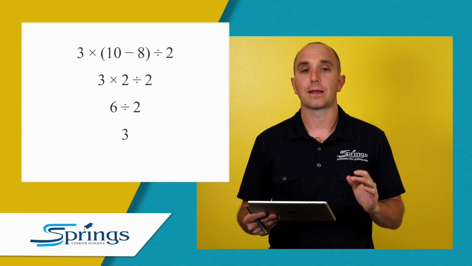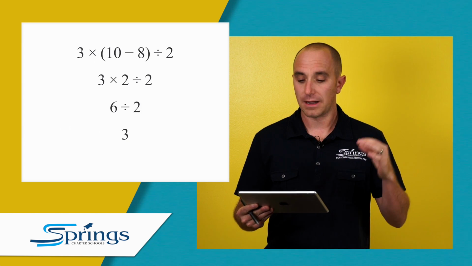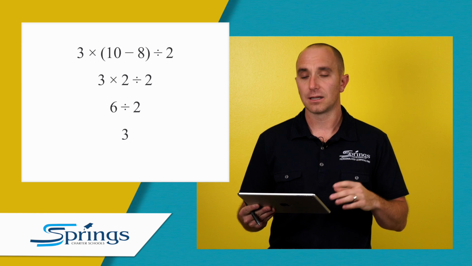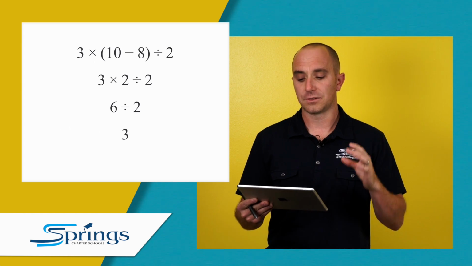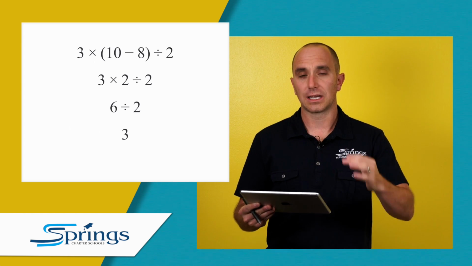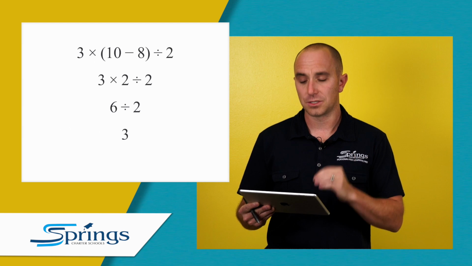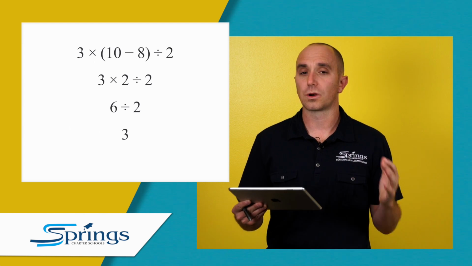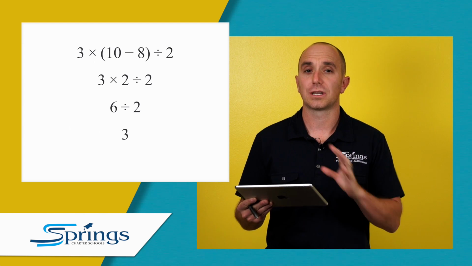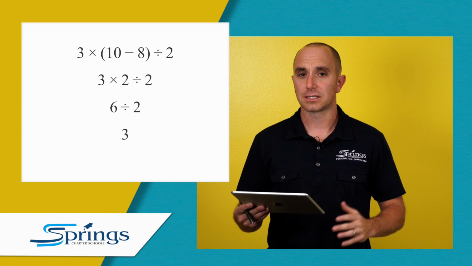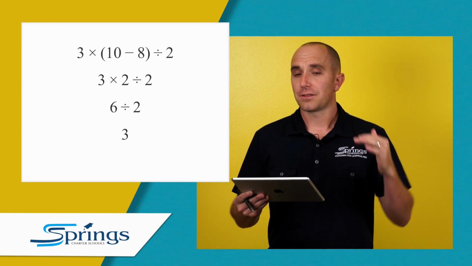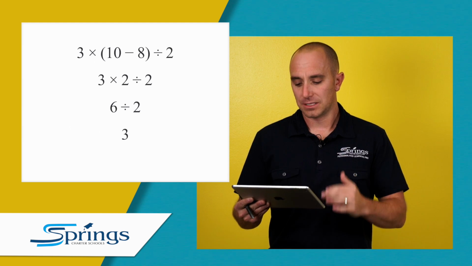All right, so let's look at this same one, this time with parentheses. So now I have 3 times (10 minus 8) divided by 2. So now I have to do 10 minus 8 first, so I get 2 and I rewrite it: 3 times 2 divided by 2. Now I'm just working from left to right because I have multiplication and division. 3 times 2 is 6, and then I rewrite it: 6 divided by 2, and 6 divided by 2 is 3.